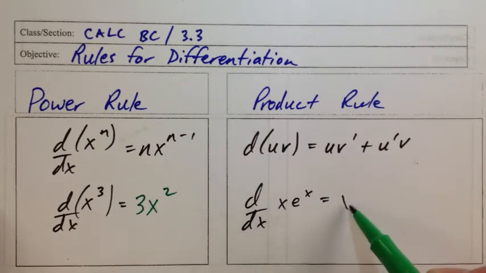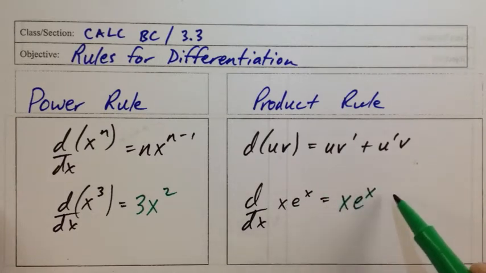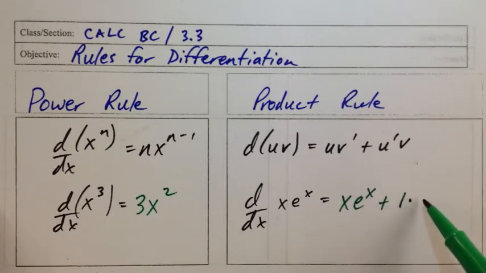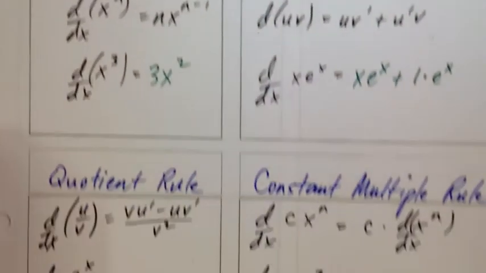So we have the first times the derivative of the second plus the derivative of the first, which is 1, multiplied by the second. And so that would be the derivative of x times e to the x.